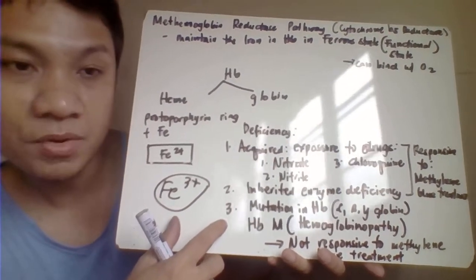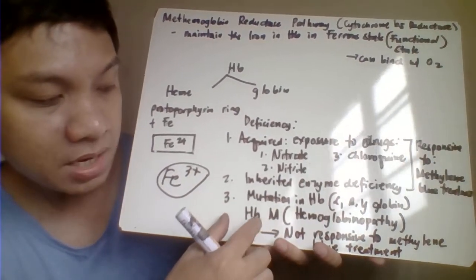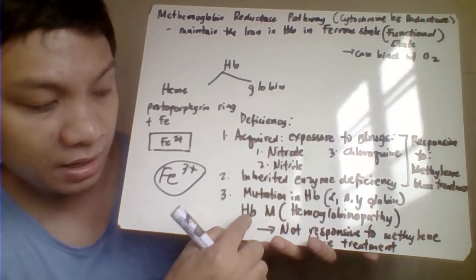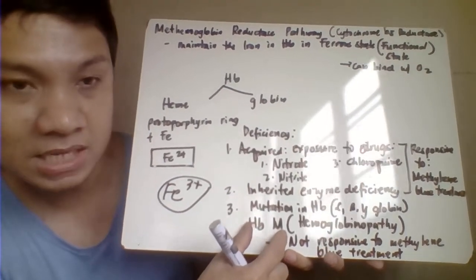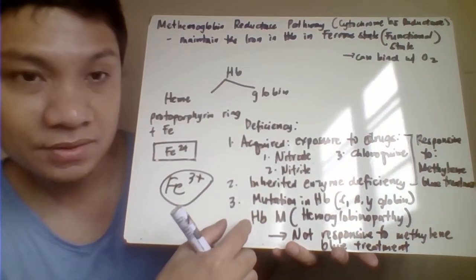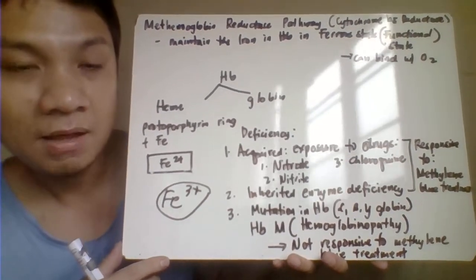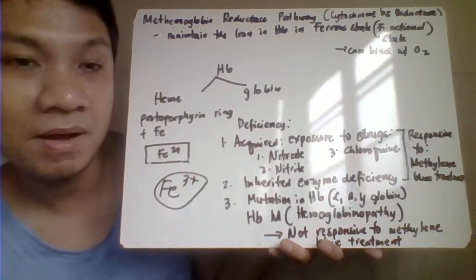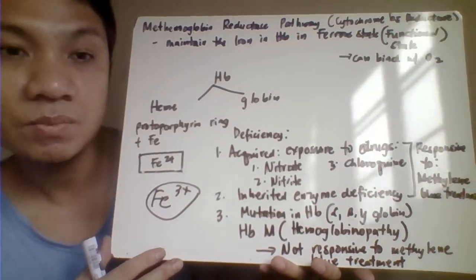Third one, because of the mutation in your alpha, beta, and gamma globin, that results in the production of hemoglobin M. Hemoglobin M is one of your hemoglobinopathies. This is abnormal na hemoglobin. So all three of these result in the production of your methemoglobin, and the methemoglobin would have the iron in the ferric state. And they are non-functional na mga hemoglobin. Hindi sila makapag-bind sa ating oxygen and eventually could not transport also the oxygen.